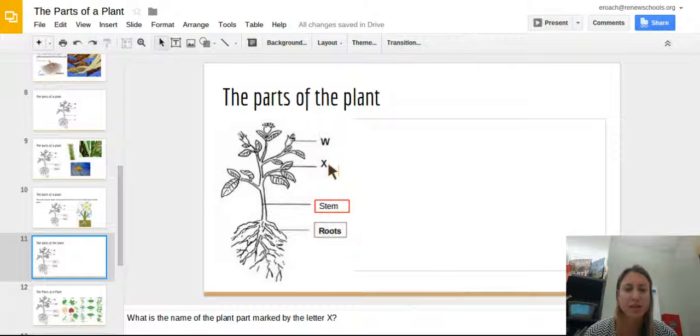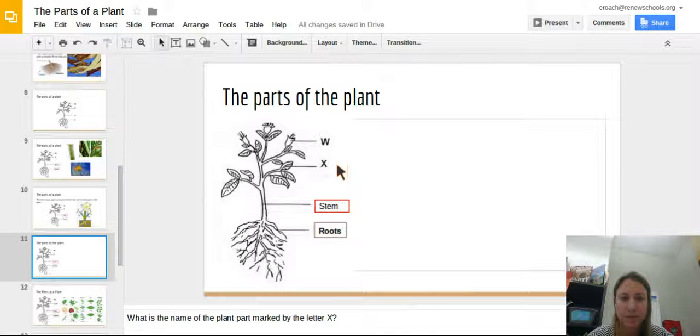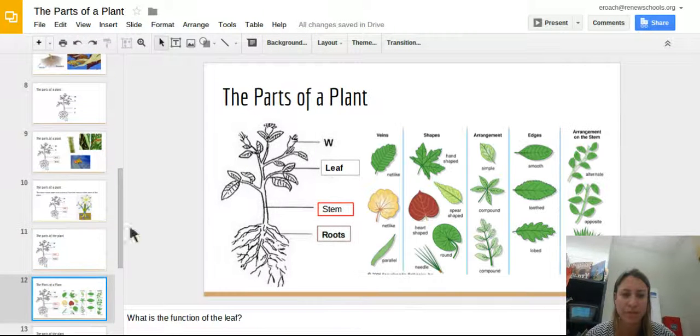The next part of the plant is marked with the letter X. What is the name of the plant part marked by the letter X? The name of the plant part that was marked by the letter X is called the leaf. Leaves come in many different shapes and sizes, but they all have the same function or job. What is the function of the leaf?